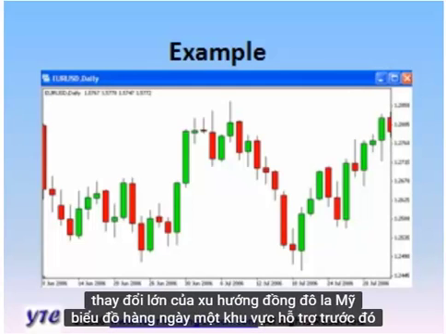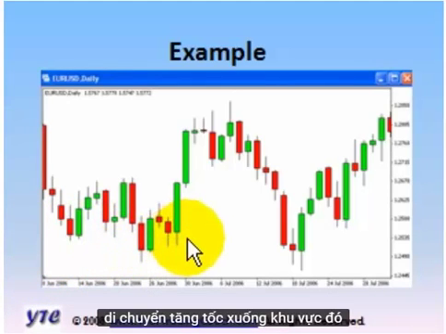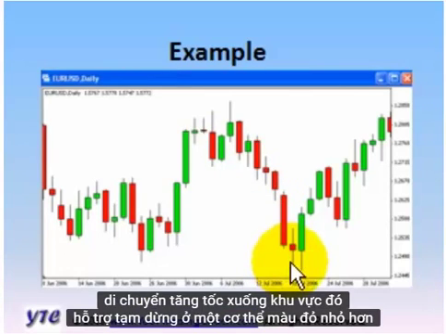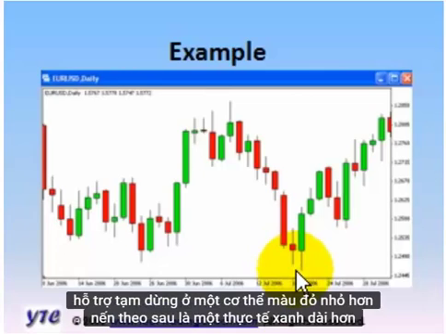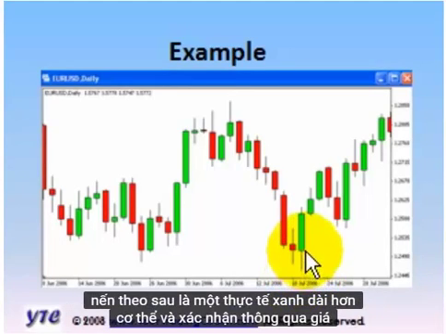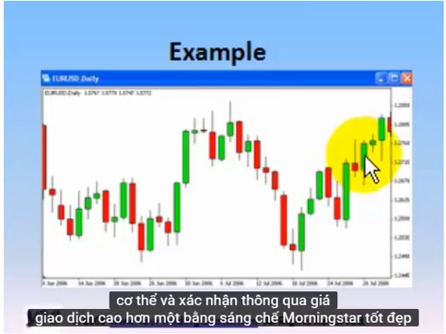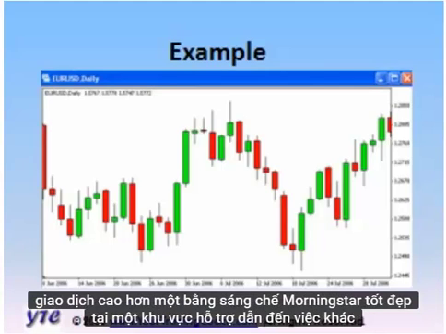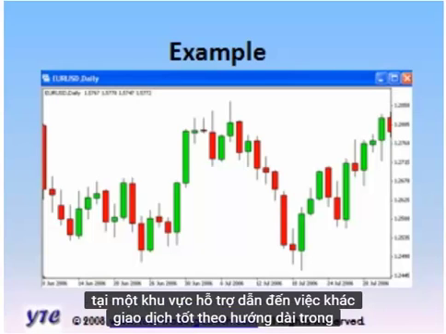Euro US dollar daily chart, a previous area of support, an accelerating move down to that area of support, pausing at a smaller red body candle, followed by a longer green real body, and confirmation through price trading higher, a nice morning star pattern at an area of support, leading to another good trade in the long direction.